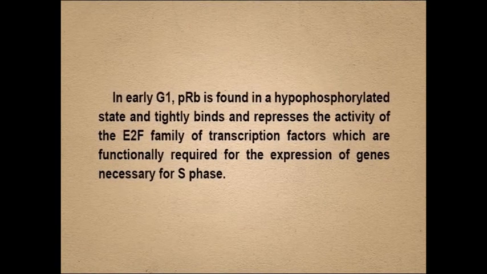In early G1, pRB is found in hypophosphorylated state and tightly binds and represses the activity of the E2F family of transcription factors, which are functionally required for expression of genes necessary for S phase. Under normal circumstances, phosphorylation of pRB is initiated midway through G1 by active cyclin D-CDK4 and cyclin D-CDK6 complexes. The expression of D-type cyclin gene is induced by mitogens.